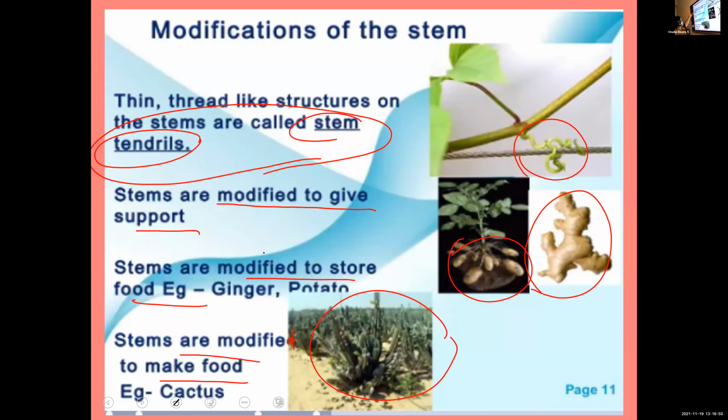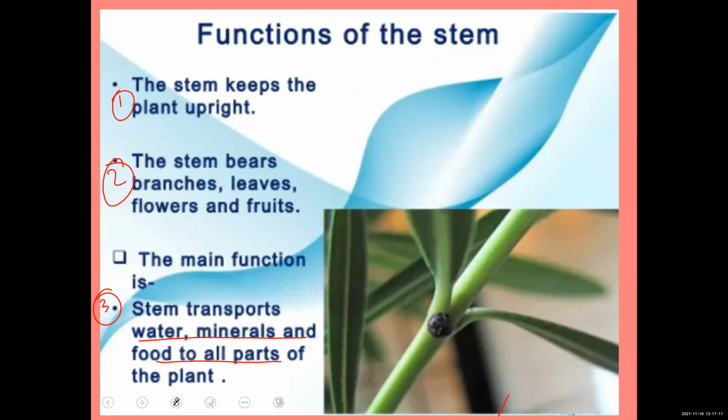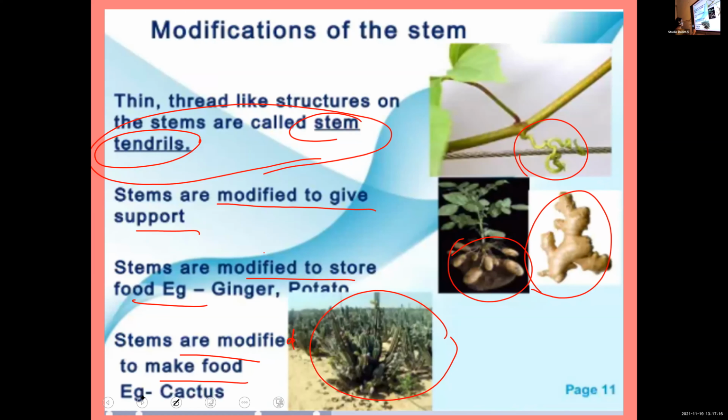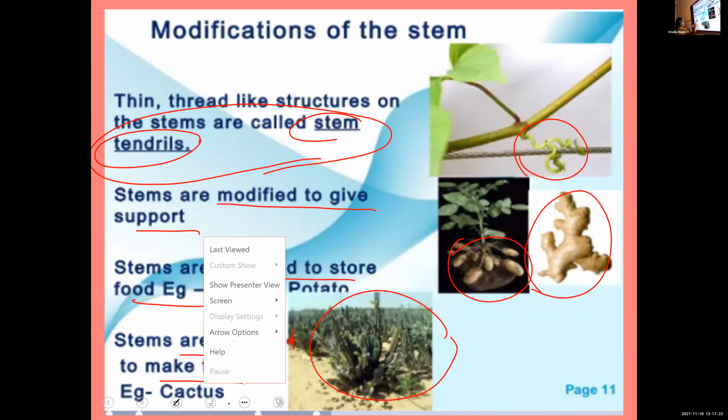So these are the four types of modification of the stem. First, it turns into stem tendrils. Second, modified to give support. Third, modified to store food. And next, modified to make food, cactus. And we can also write sugarcane. For example, for this, make food, stems are modified to make food. You can also write another example, sugarcane.